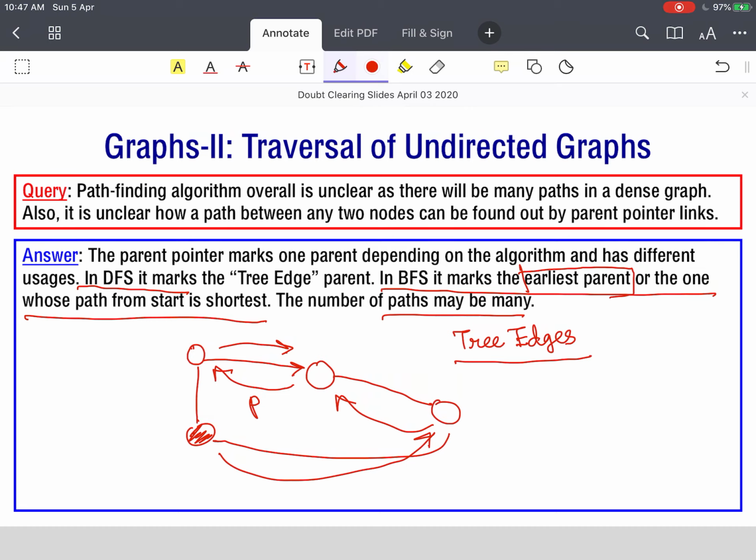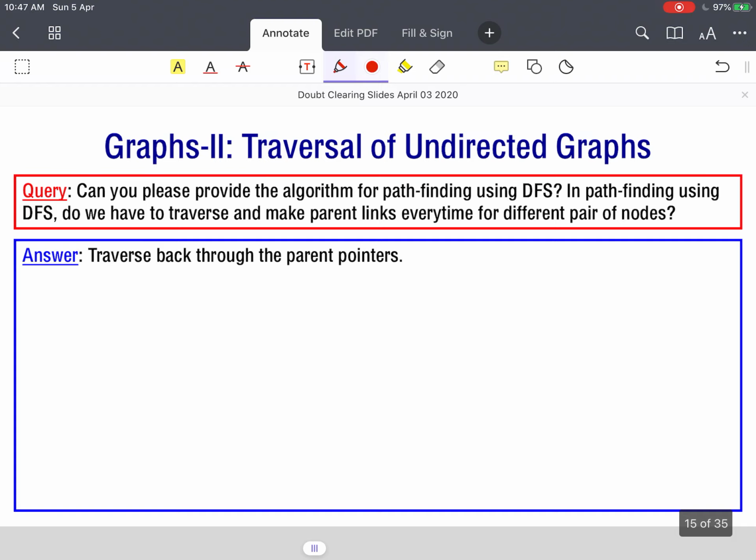There may be many paths depending on the number of cycles. I had given it to you as an exercise to find out how many paths can be there from one node to another, and whether including cycles, excluding cycles, and so on and so forth. So this is a very interesting way to find out how many paths can be there. And I had left it as an exercise, and I will leave it as that.